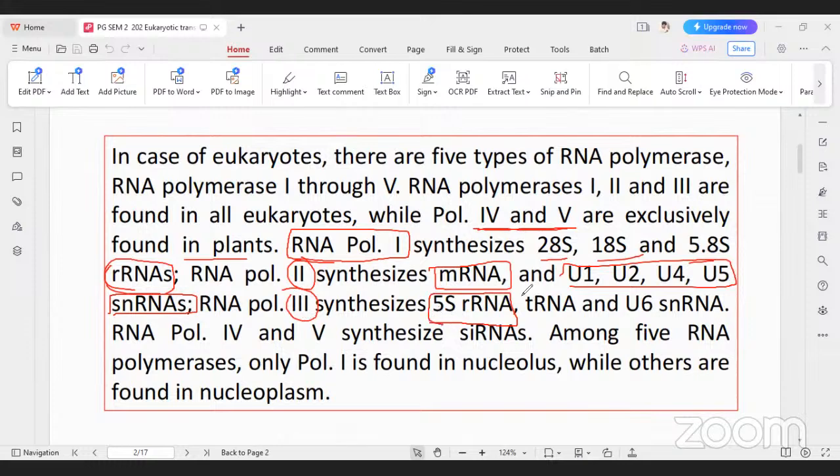Actually, these three are involved in synthesis of tRNA. Apart from the tRNA, one subunit of 5S rRNA is also synthesized. Actually, rRNA is synthesized from which RNA polymerase? Polymerase 1, sir. But polymerase 3 is also involved only in some subunits, the very small 5S rRNA. And majorly it is involved in preparation of tRNA, and also U6 snRNA.